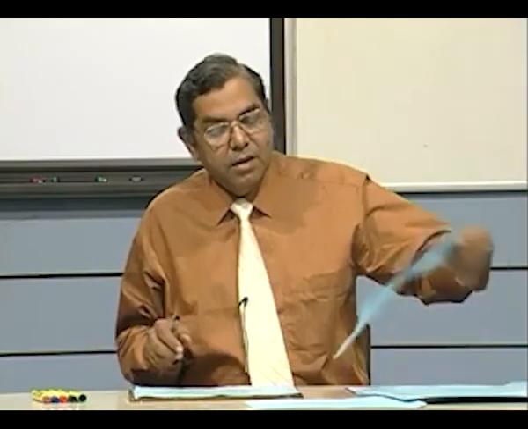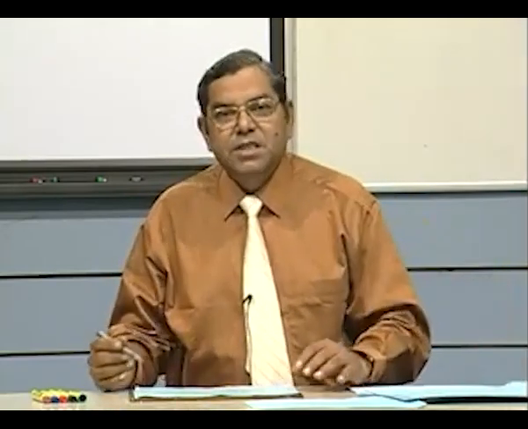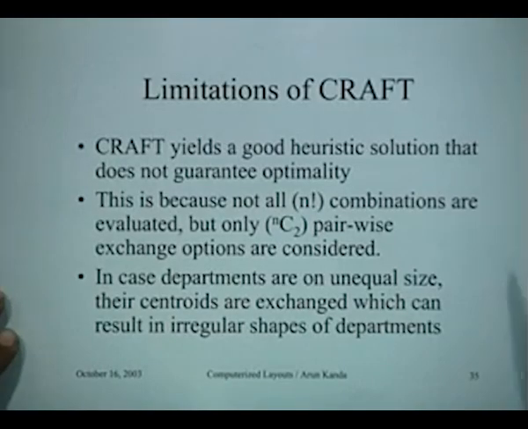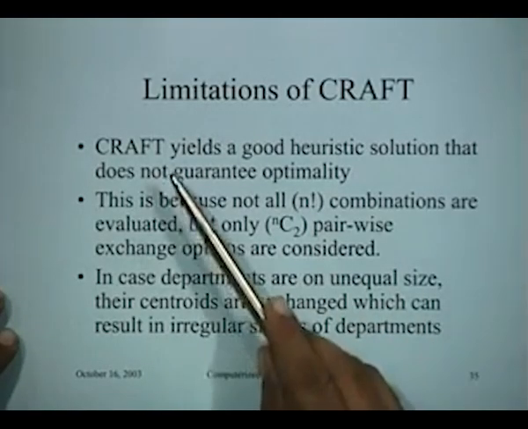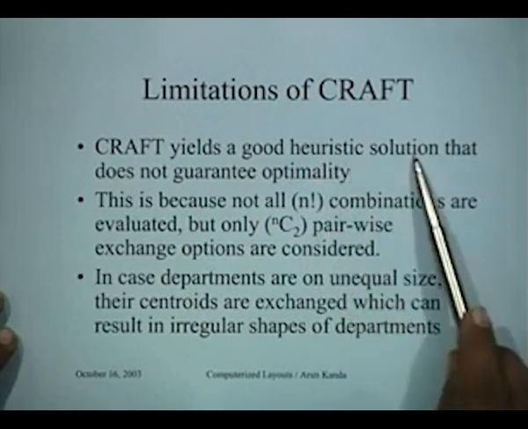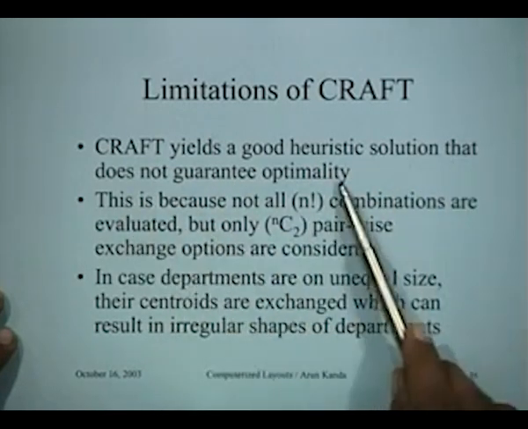So we can this way determine the whole thing. After having seen the example of computation of a better or an improved layout, let's try to look at some of the limitations of Craft. What you find is that Craft yields a good heuristic solution that does not guarantee optimality.